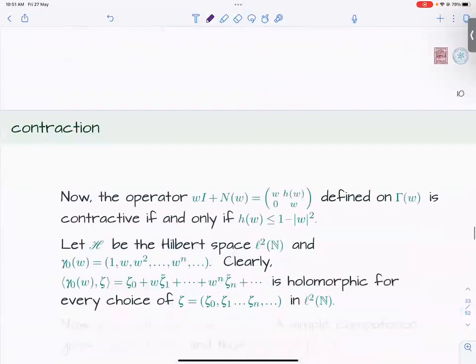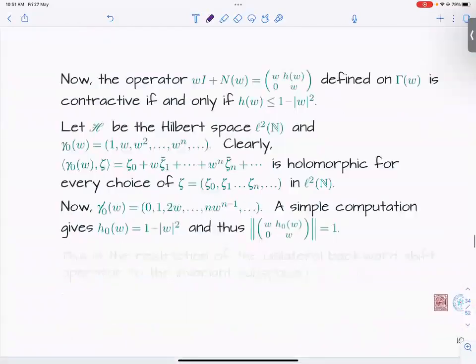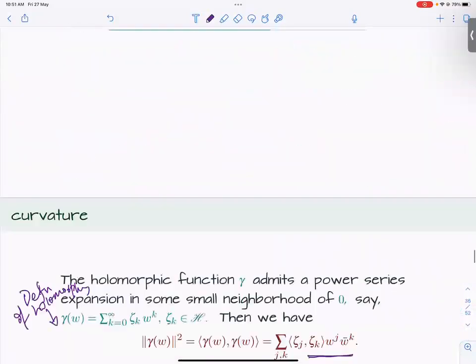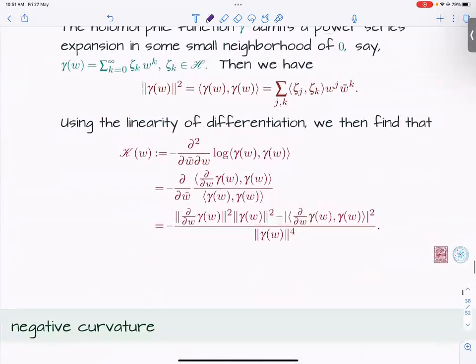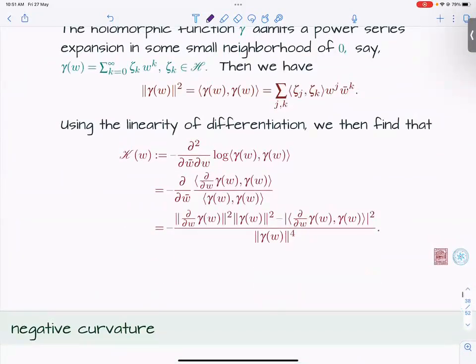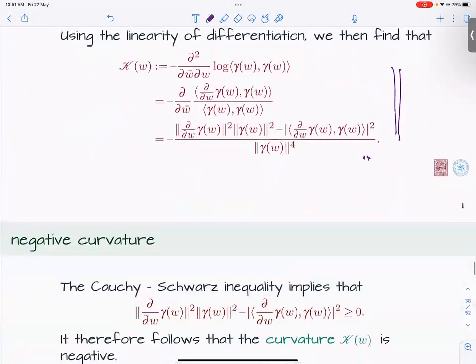But now I'm saying if you actually do the computation, you will find that you are computing the curvature, you are doing d square d omega d omega bar of log norm gamma omega. Just so you do not feel scared, if you go through this computation using this formula, this is what you will get, which is what I had claimed before.